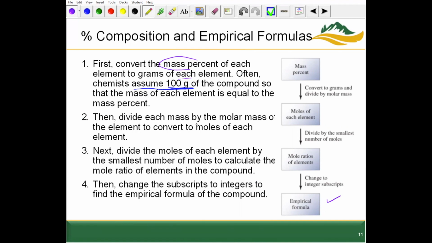Then we're going to use the molar mass of each element. When we're going from a gram amount and we're using a molar mass, it's to get us into moles. Once we have these mole amounts of each of the elements, we're going to look for the smallest number of moles in order to get the simplest whole number ratio. And again, we're going to go through each of these steps in an example. If the subscripts are not whole numbers in the end, whole number integers, we will definitely need to change those into integers. Then at the end of all this, we'll have an empirical formula from starting out at a mass percent. So let's talk through this.